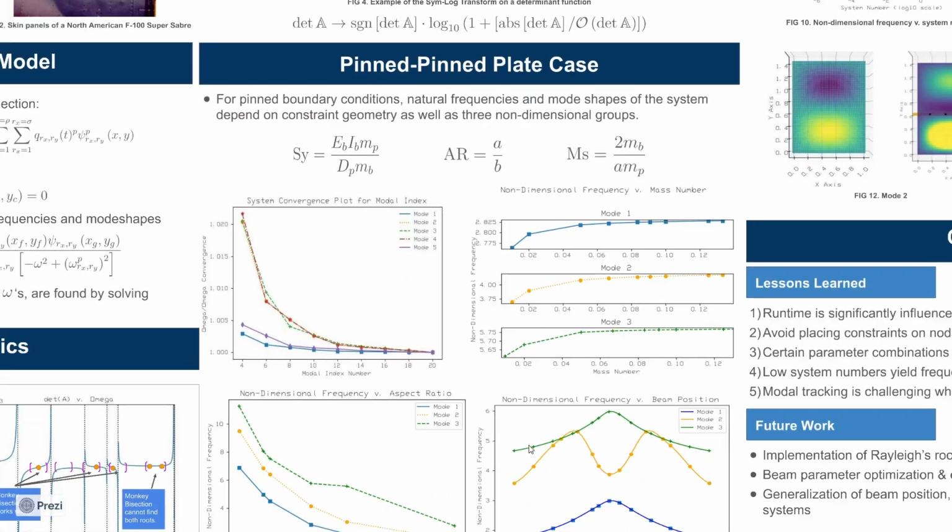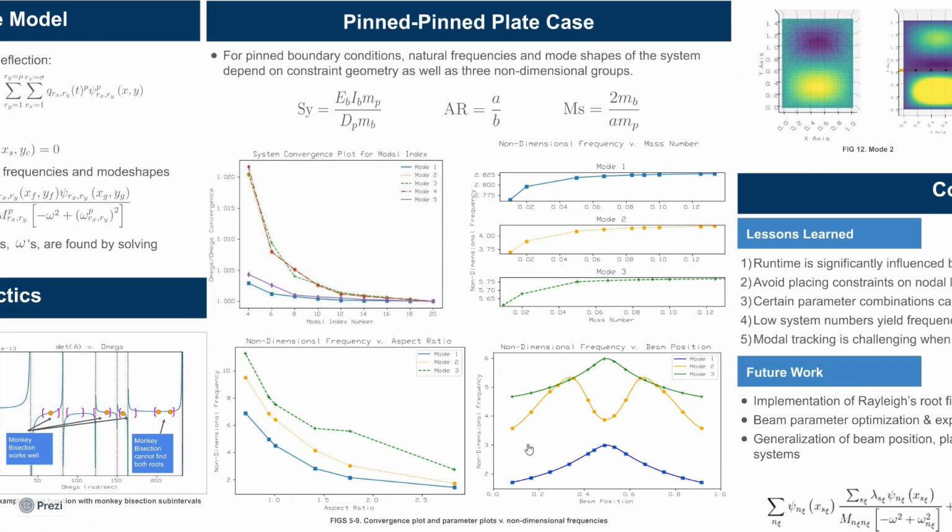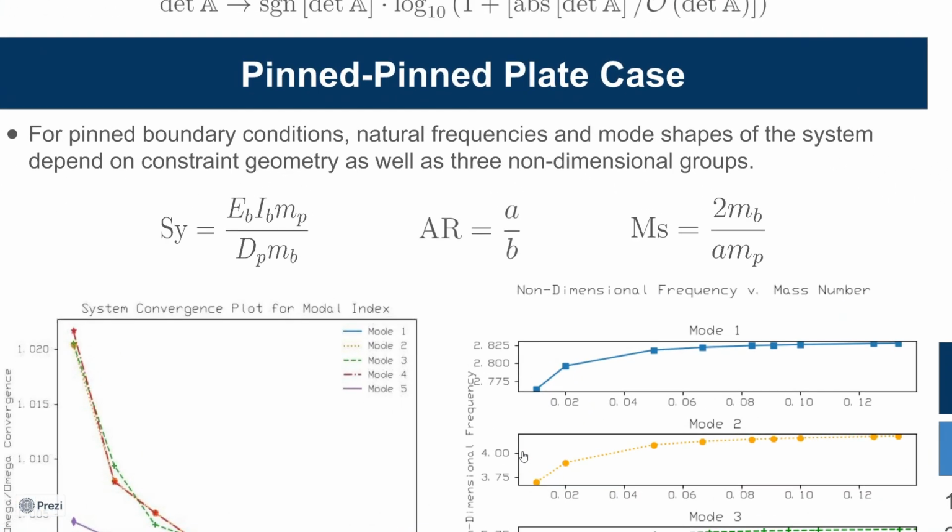I now want to talk about some of the numerical results of this model. The simplest boundary condition is where the plate is pinned on all sides, as well as the beam on its ends. When you non-dimensionalize the determinant function with pinned boundary conditions, it turns out that the natural frequencies, and thus the mode shapes, depend only on 3 non-dimensional groups: what I've called the system number, the aspect ratio, and what I've called the mass number.